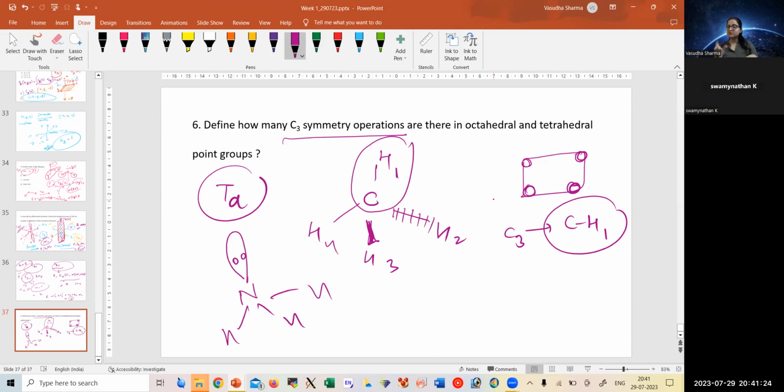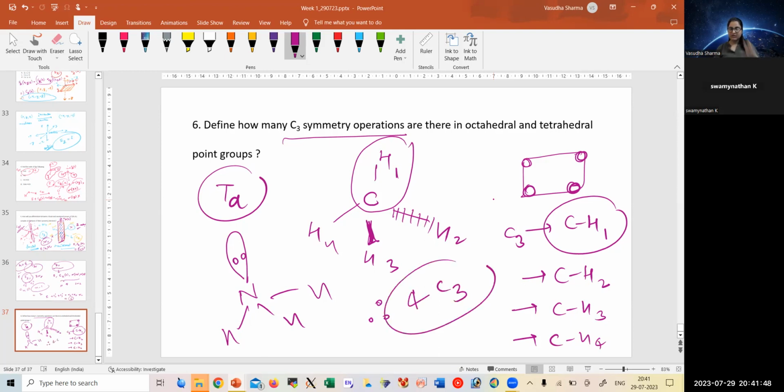Don't go with the bond angles of the tetrahedral. We are talking about the tetrahedral point group, not about the tetrahedral geometry right now. So all the 3 would be rotating by 120 degrees and you will get an equivalent orientation. Similarly, there would be one C3 along CH2, one C3 along CH3, and one along CH4. So how many C3s are there along each bond? 4 C3s are there.